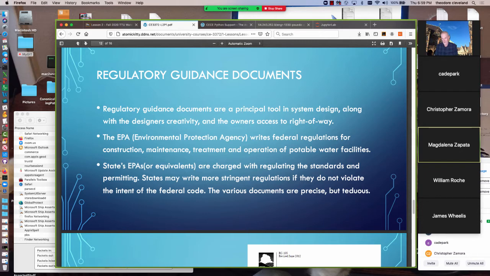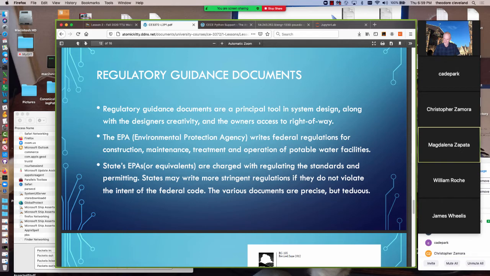The American Water Works Association, which is a trade representation for the drinking water industry, they've been around a long time. They kind of created standards and manuals of practice that were ultimately adopted by individual states. So the nice thing about most drinking water is most of the rules regarding its safe distribution and treatment are fairly standard throughout the U.S. That's kind of a cool thing.